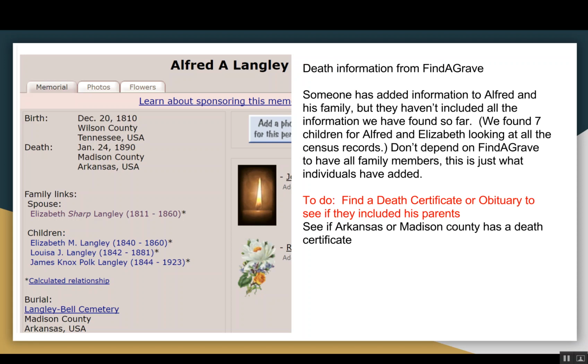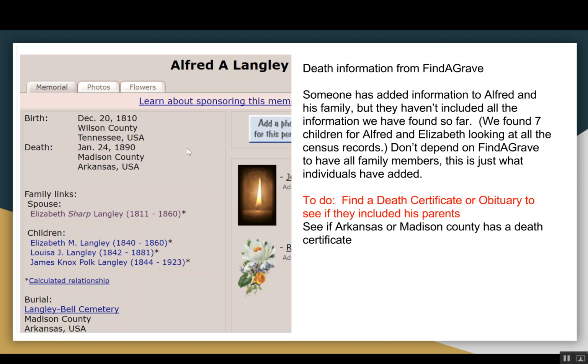As most of you know, most of the 1890 U.S. Census was destroyed. And so I searched for other records for Alfred Langley, and I found that he actually died in Madison County, that same county he's been living in for 20 years, in 1890. And so I'm not going to find him in the 1900 census.